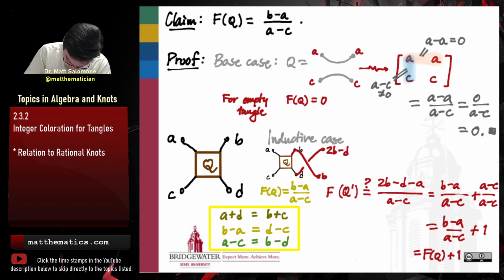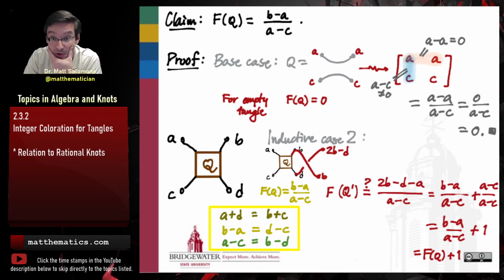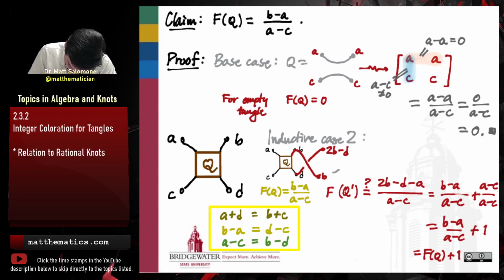We know that the twist works. Yeah, we have to figure out if rotation works also. So let's roll back to our inductive hypothesis. Our inductive hypothesis is that this coloration fraction actually gives me the right tangle number for my rational tangle. Right, so f of q, the fraction of this rational tangle, is b minus a over a minus c.